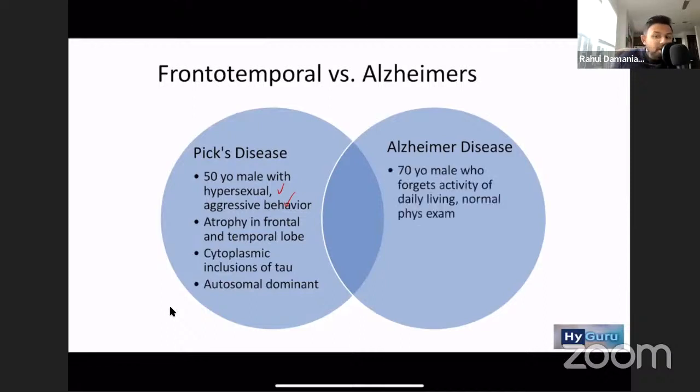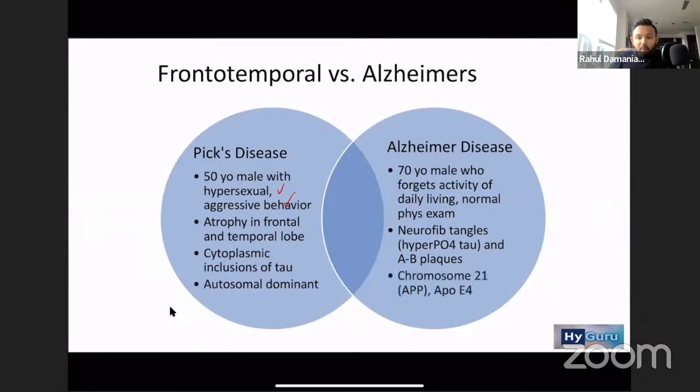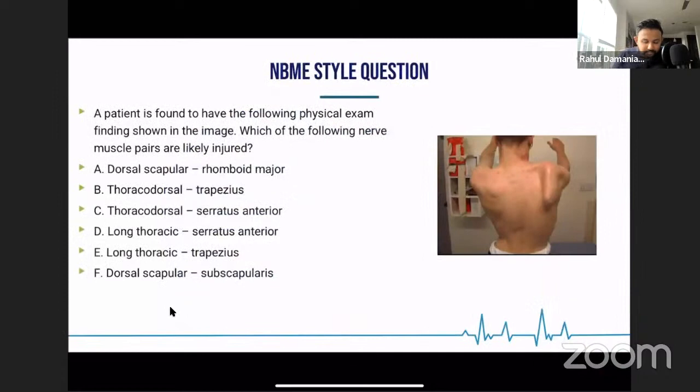Alzheimer's disease patients are going to be a little bit older. They're going to have a progressive loss of activities of daily living, a relatively normal physical exam, and they are going to have these neurofibrillary tangles, which is going to be related to hyperphosphorylated tau and A-beta plaques. Now, what's important for us to know is that there's an association with Down syndrome because the amyloid precursor protein, which is going to be related to the formation of A-beta plaques, is found on chromosome 21, as well as an association with APOE4. Remember that both frontotemporal dementia and Alzheimer's disease both have dementia, and they are going to have tau related to them.